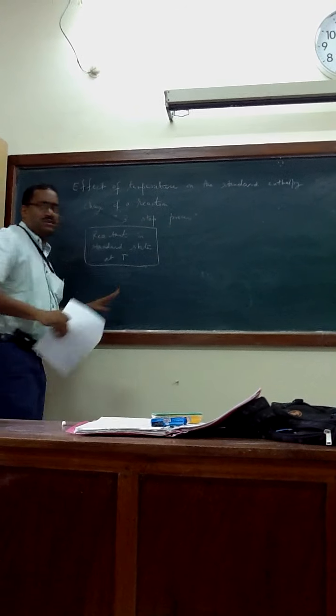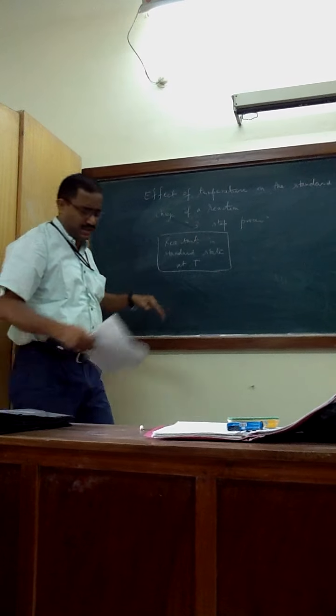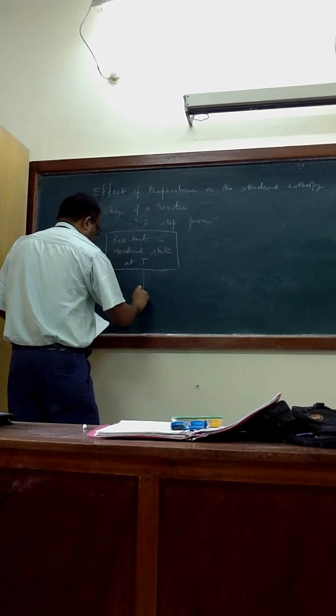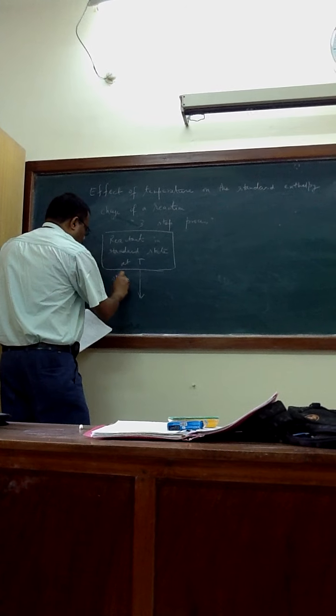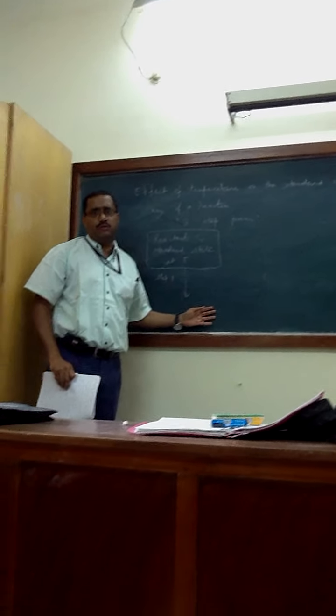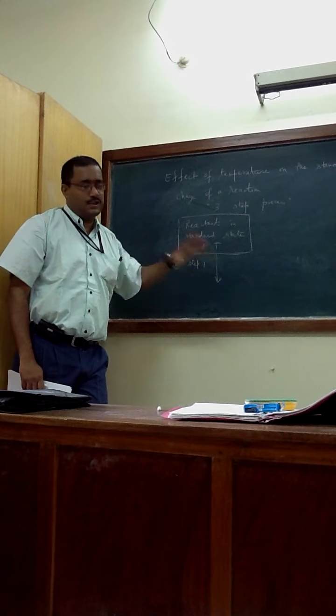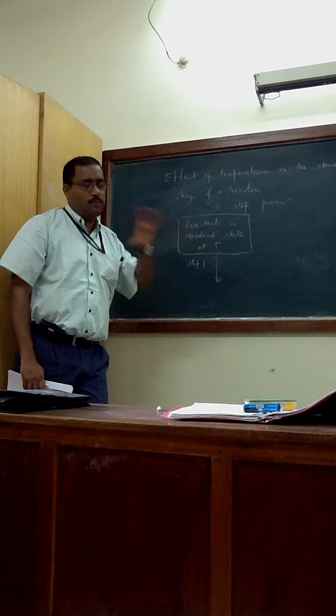Okay, this is my situation. I want to calculate the heat of reaction at temperature T. Step 1: at T I cannot do anything. I have to cool it down to T0. Only at T0 can I get all the properties. At T0 I can do the property estimation, everything, then go back to T. Okay, so T0, step 1, cooling.